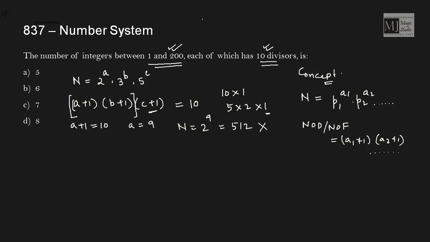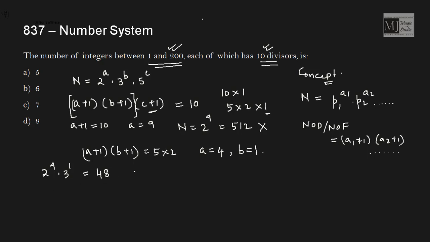We will have only two prime numbers, and (a plus 1) into (b plus 1) will be equal to 5 into 2. That means the value of a would be 4 and the value of b would be 1. Now we need to find with which prime numbers we can fit the powers 4 and 1, so that we get numbers which lie between 1 to 200. Okay, so let's start with the smallest first. 2 to the power 4 into 3 to the power 1. 16 into 3, 48.